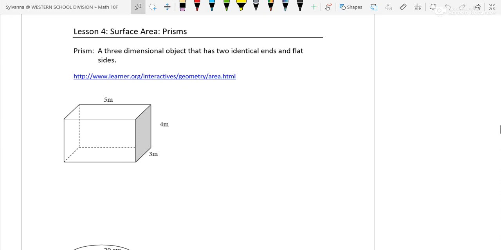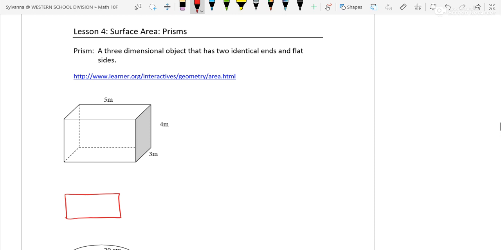We're going to look at the surface area of prisms. A prism is a 3D object that has two identical ends and has flat sides. If we look at a rectangular prism, the faces we can recognize in 2D. For example, we have a face, the front here, and we usually calculate the area as length times width.